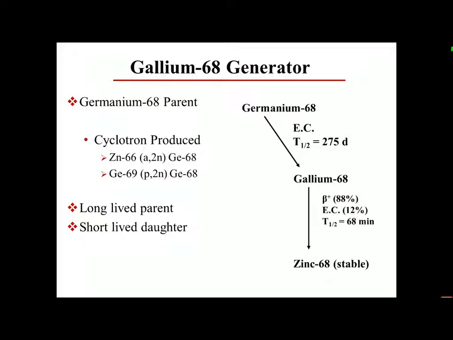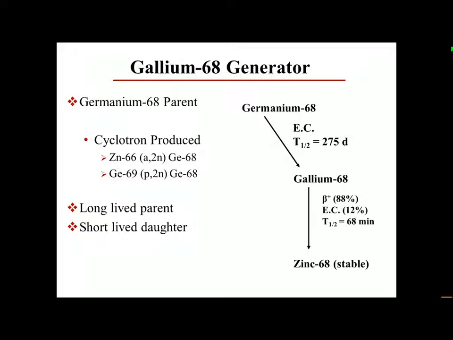The actual parent of the generator is germanium, and this is produced in the cyclotron as well. Zinc-66 bombarded with alphas, the alpha-2N reaction, gives you germanium-69, and the P2N reaction gets you the gallium. And again, the source of the germanium is another problem. It's actually currently made at Brookhaven National Laboratory, so it's not in the typical commercialization field. But the DOE makes isotopes for human use.